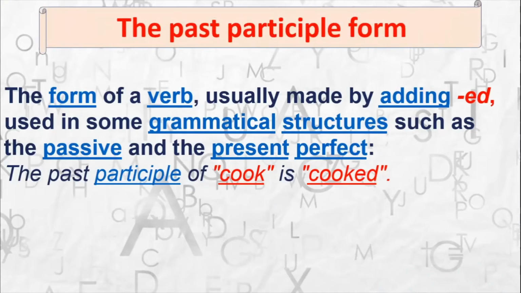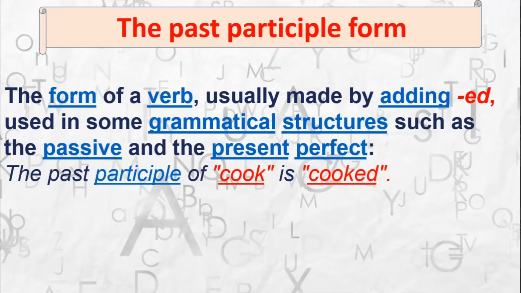Okay, so now we come to the last point in our grammar lesson today, the past participle form. Like we have the present participle talking about the present, the past participle will talk about the past or the perfect tense. Past participle forms of verbs are used in the perfect tense also. So let us try and understand what it is. The form of a verb usually made by adding ed. So how is this verb formed? By adding ed. And it is used in some grammatical structures such as the passive or the present perfect tense.